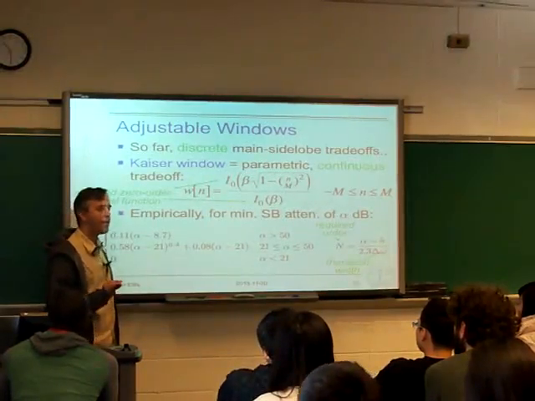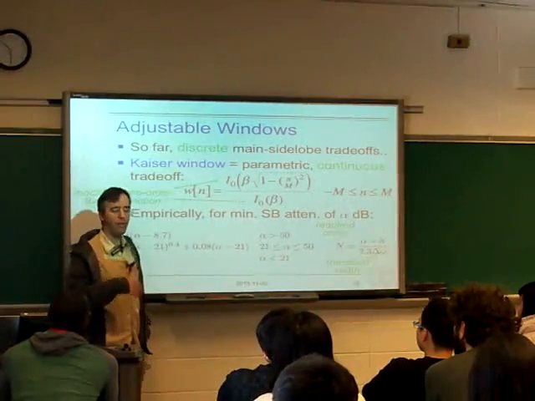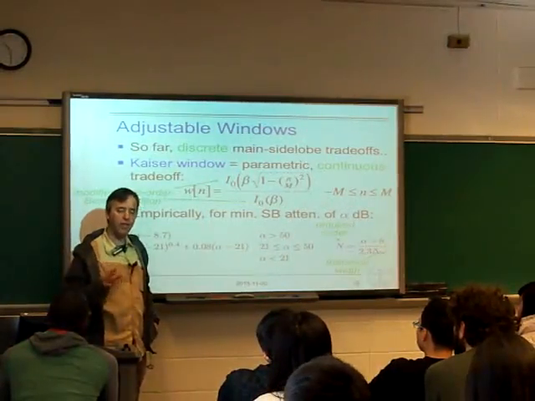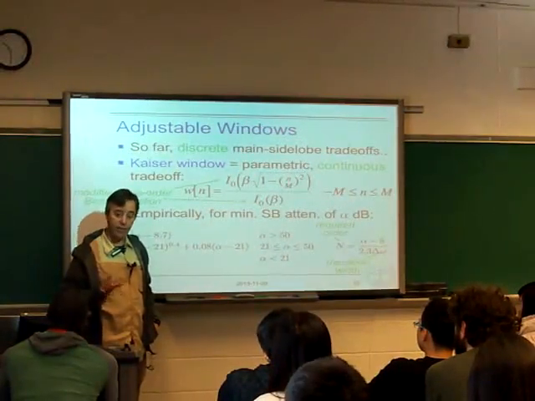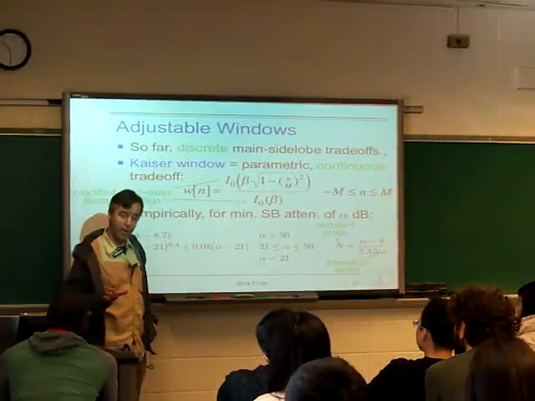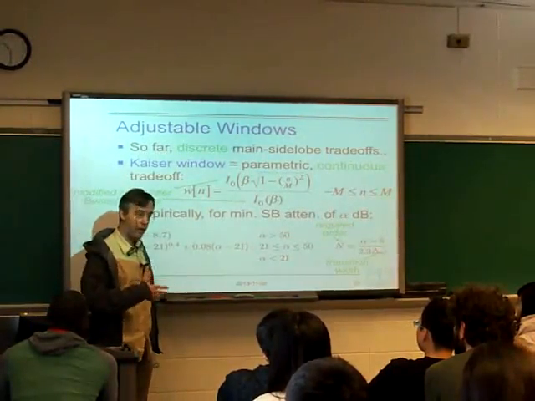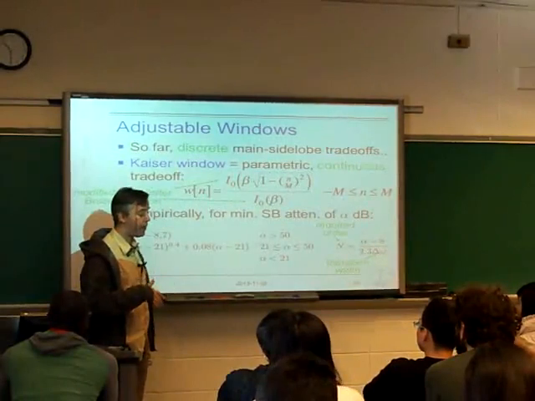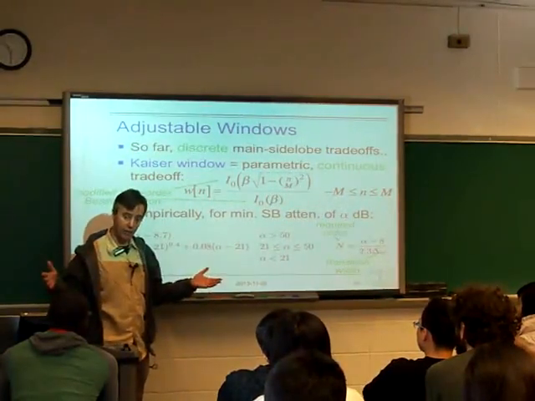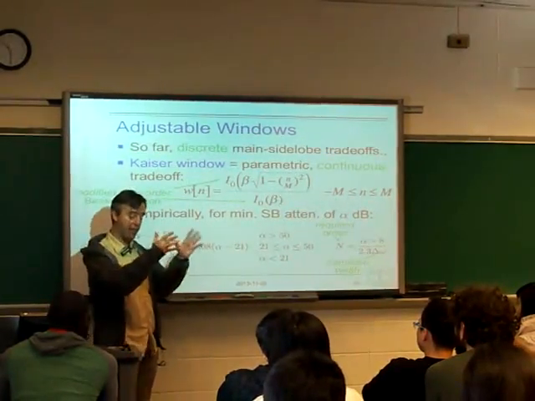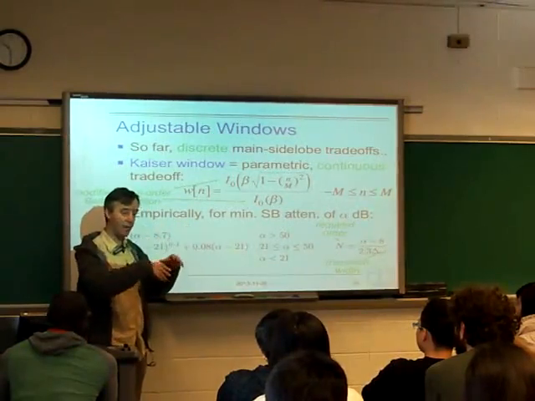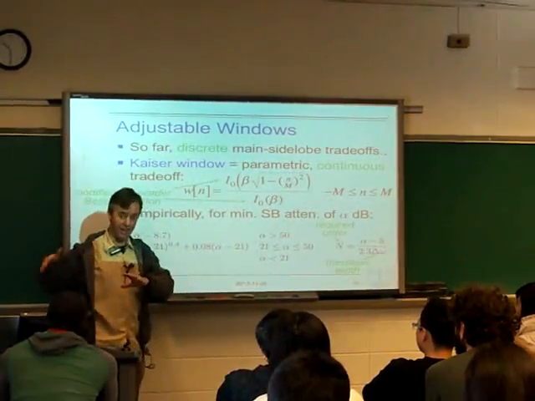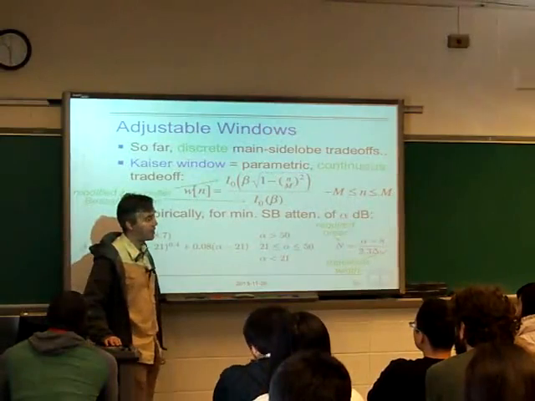Now, we need to remember that the window function is not the filter in itself, right? The window function is something we're going to multiply the filter by. And when we multiply in the time domain, we're going to get convolution in the frequency domain. So if we have some energy in the frequency domain, we're going to have this spreading, and we're going to get these ripples in our stop band.